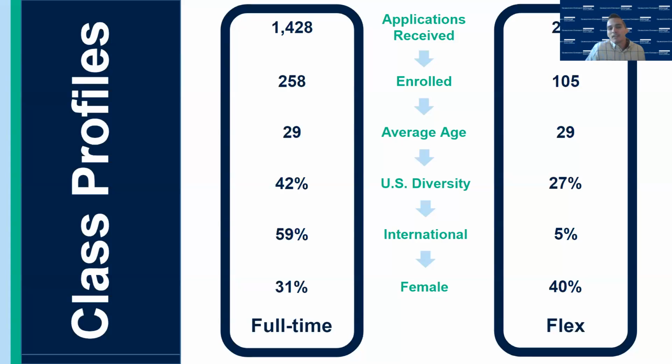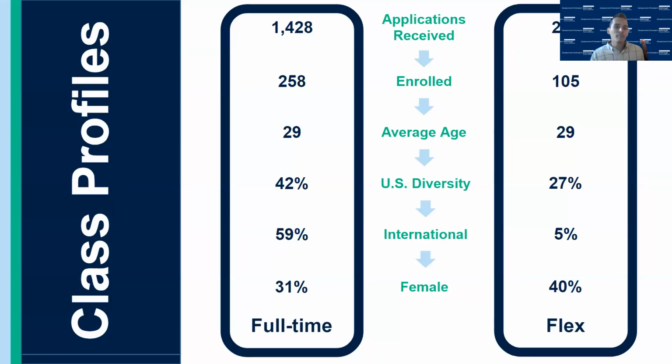And for the Flex program, we had 105 enroll, and this does not include our Flex Online cohort. Our Flex Online cohort was the very first Flex Online class that ever existed. It was this fall. They're here now as of last month. We have 45 students join. So between the Flex and Flex Online programs, that totaled 150 students.